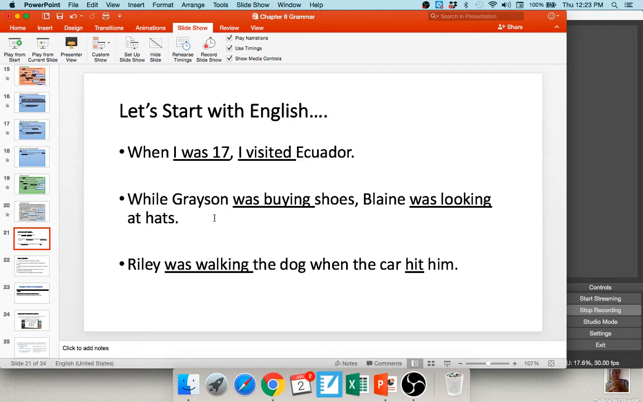Okay, number 3. Riley was walking his dog when the car hit him. Riley was walking his dog, minding his own business. That's an ongoing action, okay? He's was or wereing, it's ongoing. That has to be good. Hopefully you're saying imperfect. Riley was walking the dog. When the car hit him, how many times did the car hit? Hopefully only once. Okay, it's a completed action. It's finished. So this is going to be the preterite. Riley was walking the dog when the car hit him.